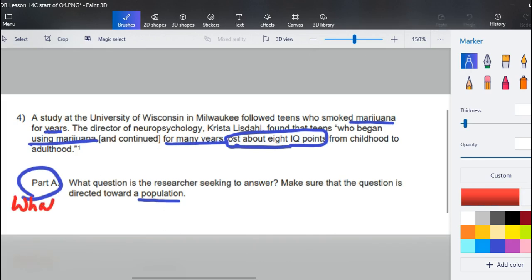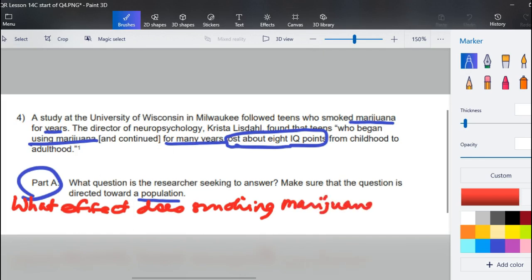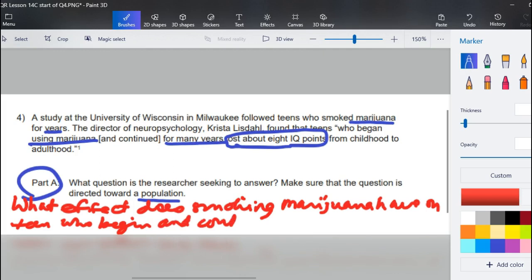A possible question could be, what effect does smoking, I'd like to put in marijuana, have on teens who begin and continue to smoke after many years? Whew, but I think we got it all in there.